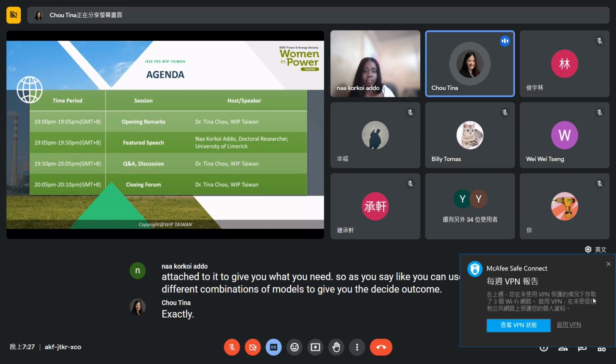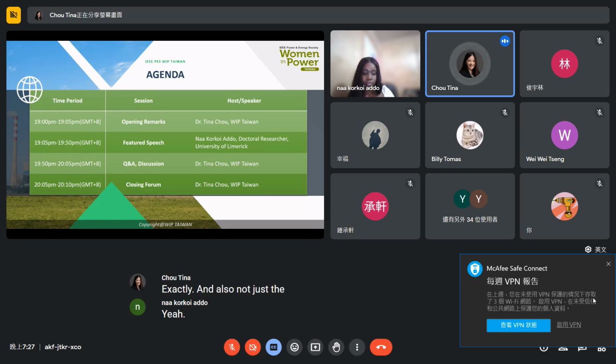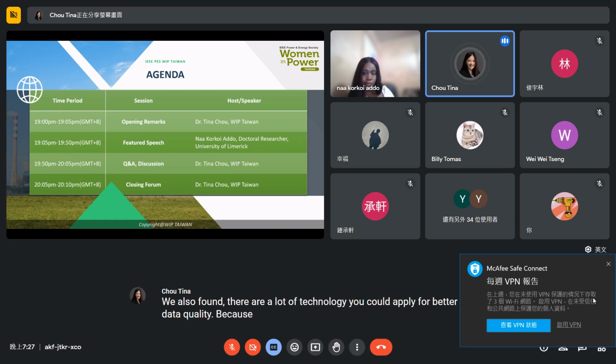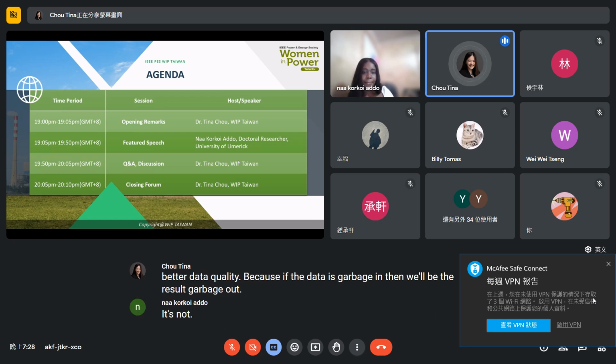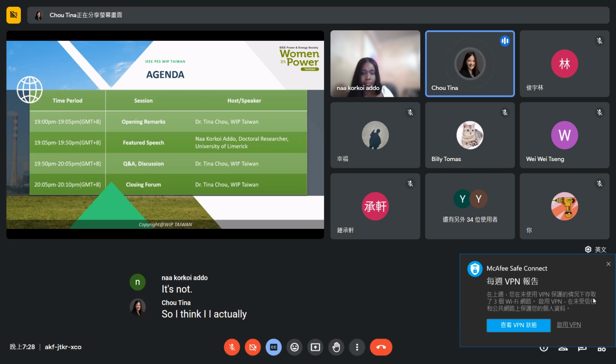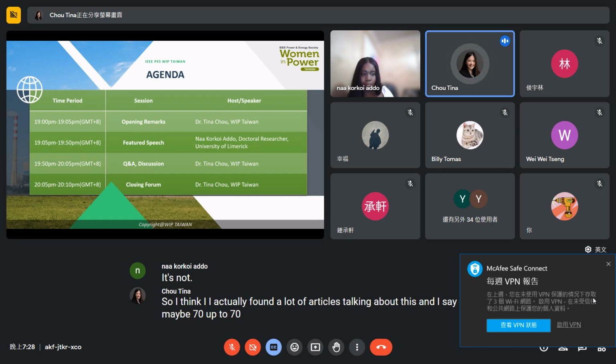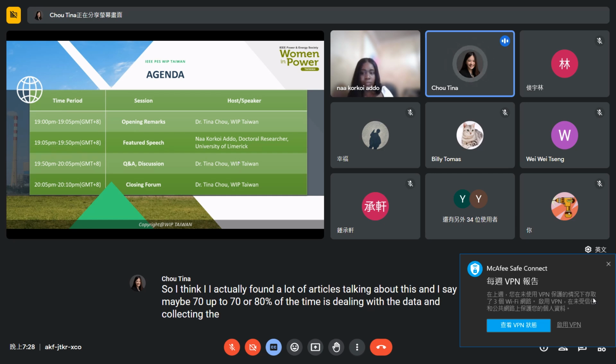Exactly. And also, not just the model itself, we also found there are a lot of technologies you could apply for better data quality, because if the data is garbage in, then the result will be garbage out. I actually found a lot of articles talking about this, and I'd say maybe 70 to 80% of the time is dealing with the data: collecting the data and pre-processing the data.